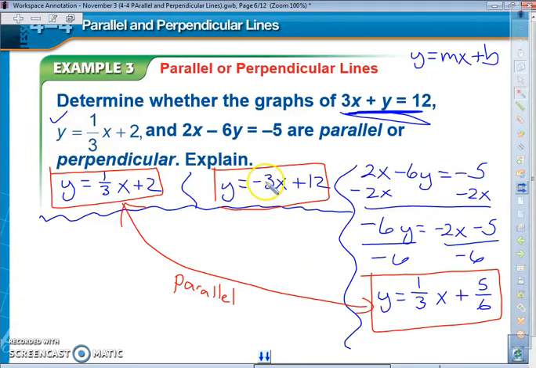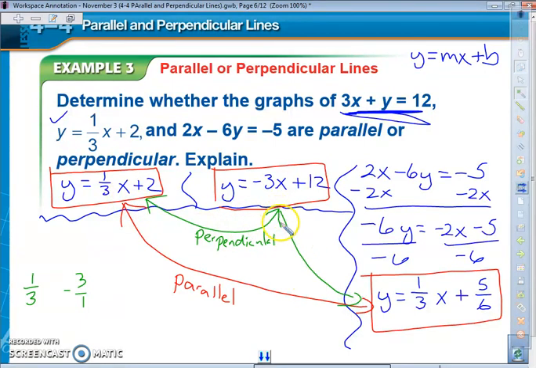Now I look at this negative 3x, and I compare it to, let's go in green, 1/3 and negative 3. Well, that's the negative reciprocal. I can take 1/3 and flip it, 3 over 1, and put a negative sign in front of it, and that's the negative reciprocal. So these are perpendicular. And if it's perpendicular to this line, it's got to be perpendicular to that line as well because they're parallel lines. Okay? All right, going on.